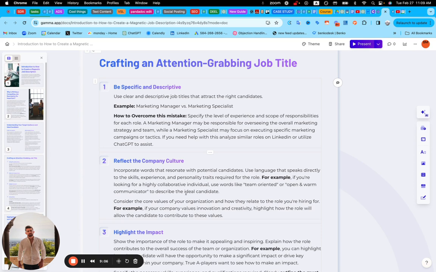Instead of using a buzzword like team player, use something like team oriented or open and warm communicator. Someone who is a type A personality, someone who's a hard charger, maybe someone in a sales department or a typical kind of salesperson is not going to be as attracted to your role if it uses a word like open and warm communicator, right? So you need to be able to convey your culture in a creative way so you attract the right types of culture fits.